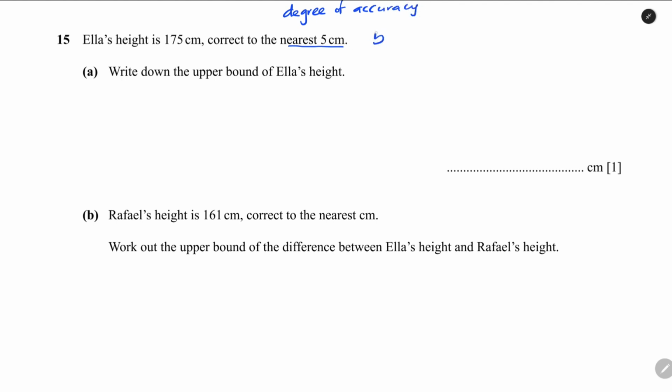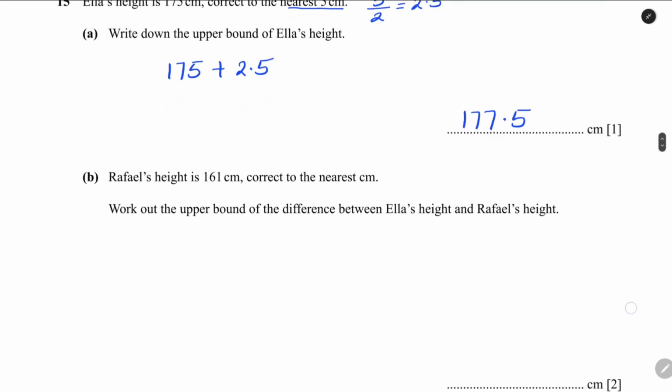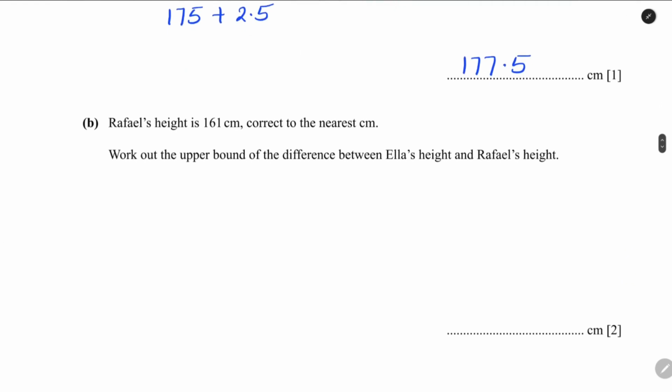So without even knowing what to do here, just say 5 divided by 2. And that will give us what? 2.5. Now we're told to write down the upper bound. To find our upper bound, we add on this 2.5. Okay, so it becomes 175 plus 2.5, and that will give us 177.5. So the upper bound of Ella's height will be 177.5. Now the next question is more interesting.